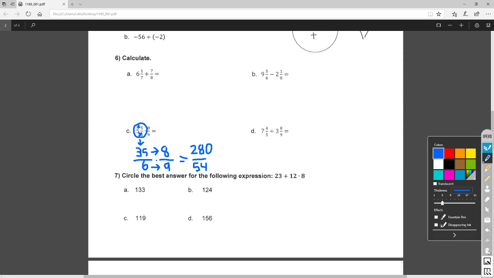For letter D, I'm going to show you guys how to divide when you have the common denominator. Okay, I prefer that method the most, so I'm going to show you guys that one. But if you are curious as to how to divide using the other methods, feel free to ask and I'll be happy to show you.